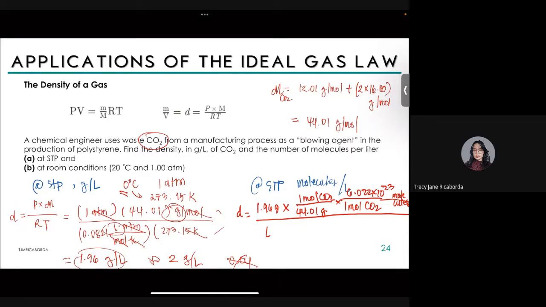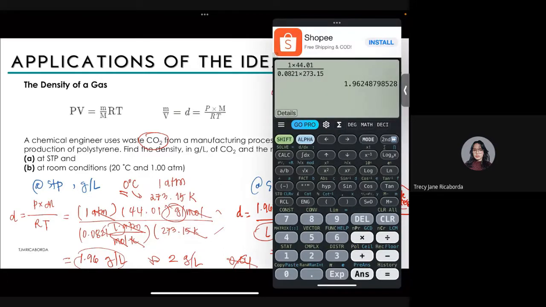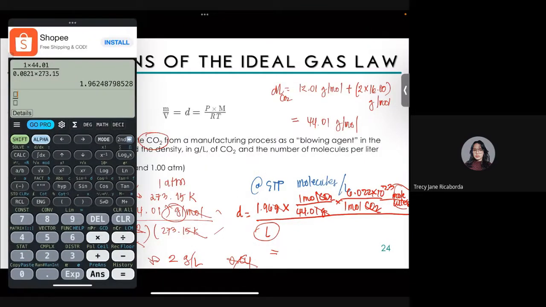That's from your chapter on stoichiometry. So crash out, crash, crash, crash. So you're left with molecules per liter. Put that in your calculator. So that's 1.96 times 6.022 times 10 to the 23 all over 44.01.